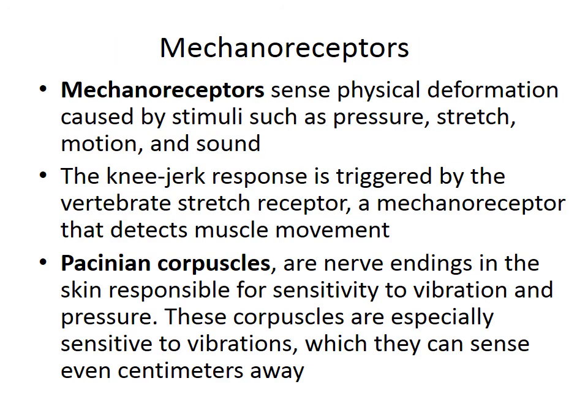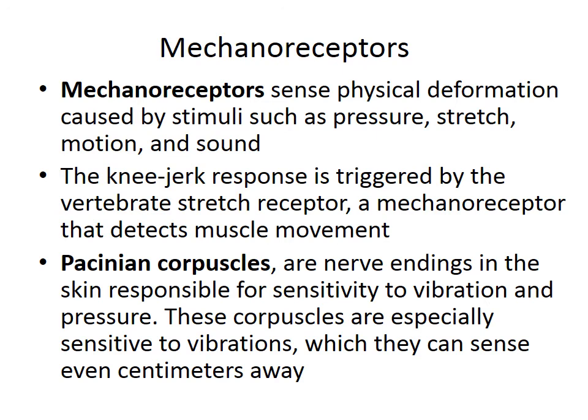So let's look at mechanoreceptors first, because they were first on the list. Mechanoreceptors are very cool. They sense physical deformation caused by stimuli such as pressure, or stretch, or motion, or sound. So that's a whole bunch of stuff. The knee-jerk response is triggered by the vertebrate stretch receptor, which is a mechanoreceptor that detects muscle movement. And we have these very special cells called Pacinian corpuscles. These are nerve endings in the skin responsible for sensitivity to vibration and to pressure. So that's how we feel texture.